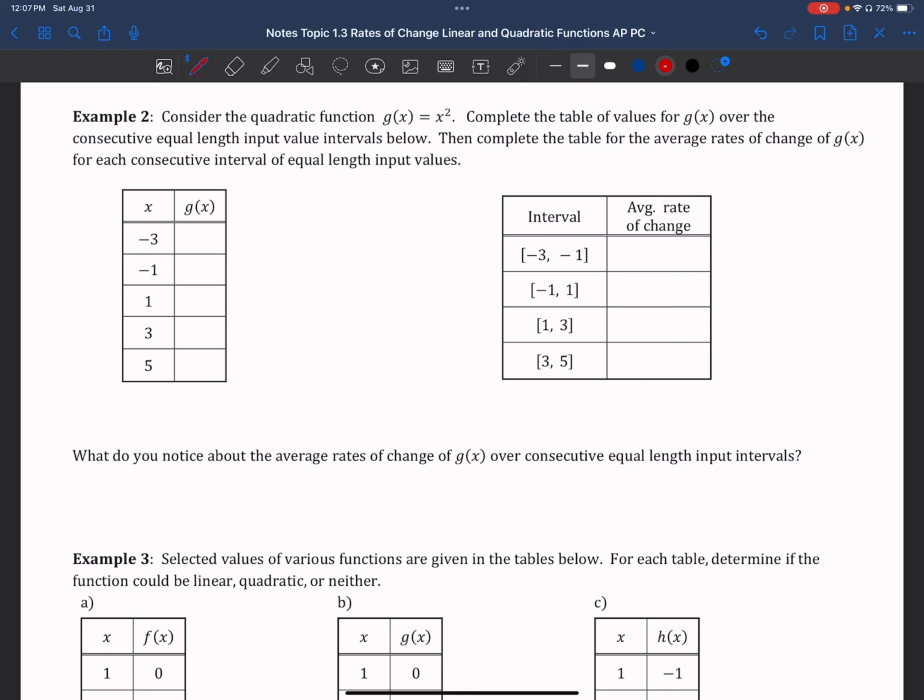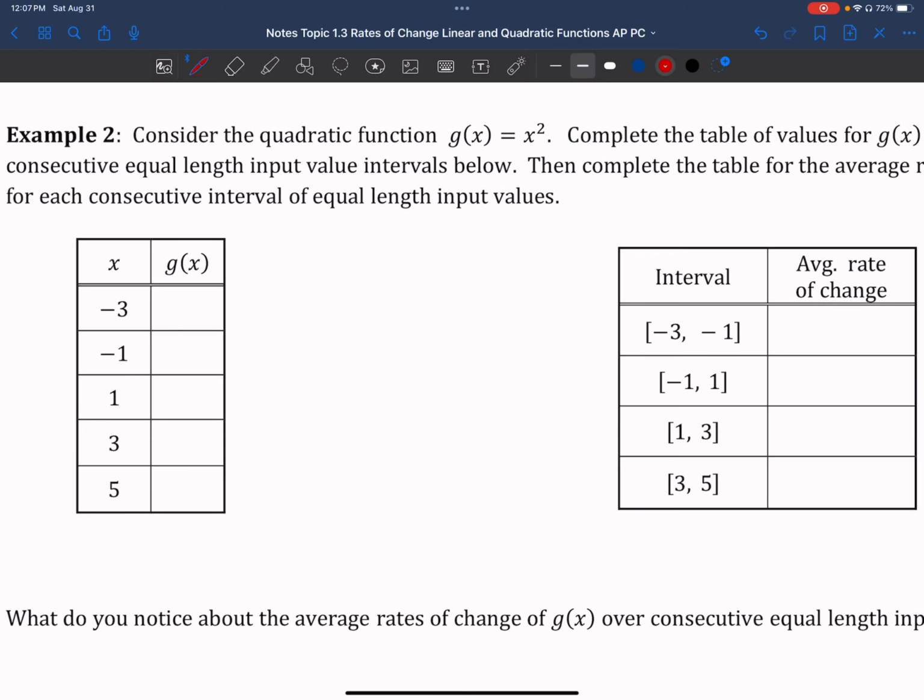So the first x value is -3. When I input -3 into this equation, all I'm doing is taking -3 and then squaring it. So -3 times -3 will give me +9. So I know that's my first output or y value that I have to work with. Next, I'm going to input the next value into my equation, which is -1 squared. Again, it just means -1 quantity squared. -1 times -1 will give me +1.